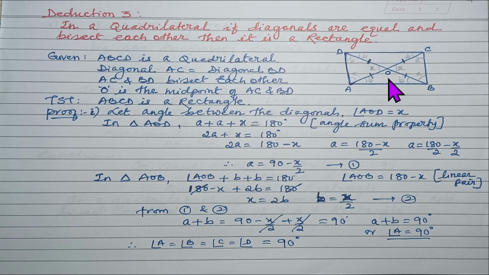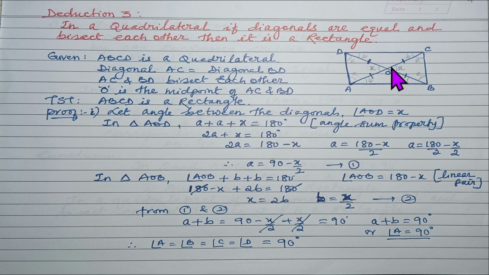Now let us take one more triangle, triangle AOB. If you observe, angle AOB plus x is 180 degrees, as they form a linear pair. Therefore angle AOB is 180 minus x. But in triangle AOB, angle AOB plus angle B plus angle B, because the sides OA and OB are equal, we have two equal angles, angle B and angle B, because they are angles opposite to equal sides.